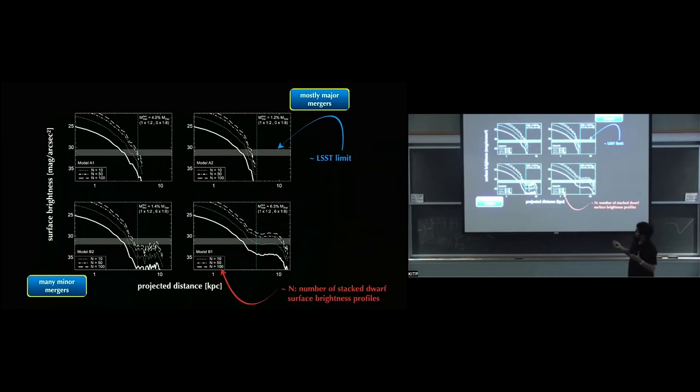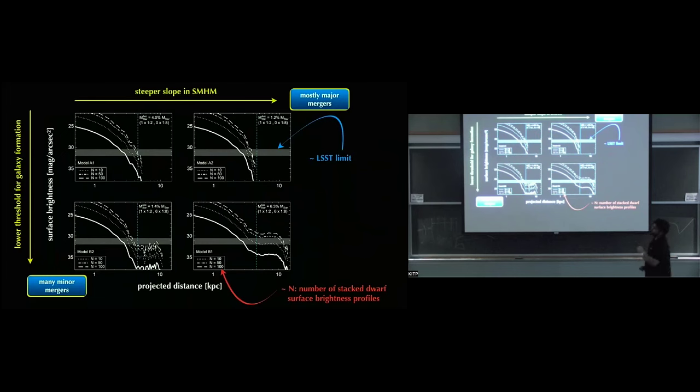So what about the detectability? One way you do this is by actually predicting what we call a surface brightness profile. So it's basically the amount of stars per square kiloparsec, and then you change that to arc seconds if it's at some distance and so on. And basically what's shown in each of these panels, going from top to bottom, is whether we go from a high threshold of galaxy formation to a low threshold of galaxy formation, or whether you go from a shallow stellar to halo mass relation to a steeper stellar to halo mass relation.